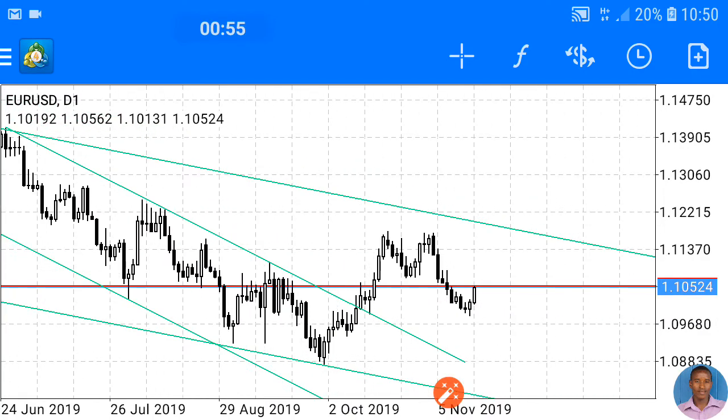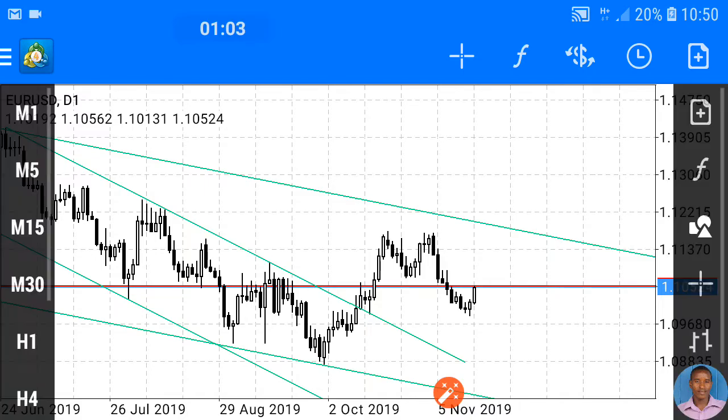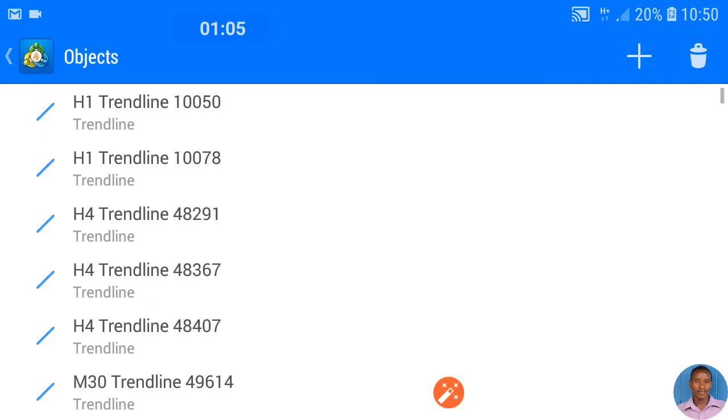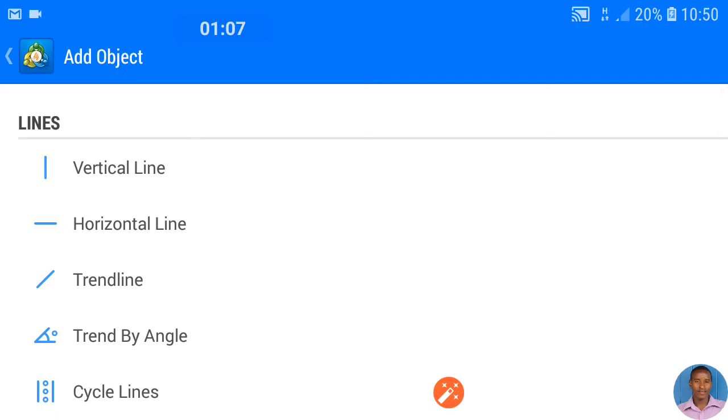So before I begin to explain, I have to add some important trend lines on our chart. Then I will explain everything once and for all.